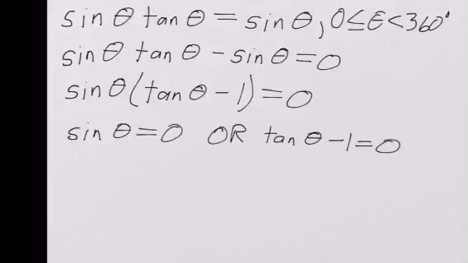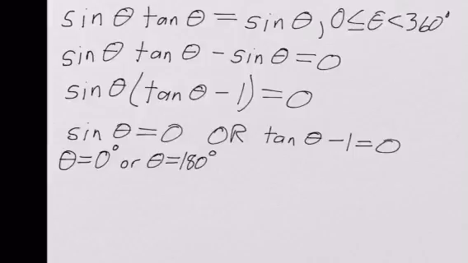The sine of theta is equal to 0 when theta is equal to 0 degrees, or theta is equal to 180 degrees.